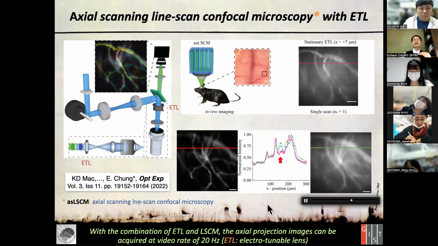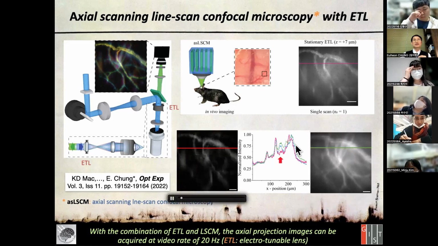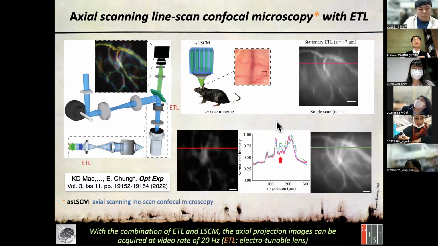So this is about 20 Hertz we can achieve. And you can see the comparison of this one, which at this point shows the detail, but the one-shot image does not show that, revealing the volumetric projection imaging capability of the axial scanning line scan confocal microscope.